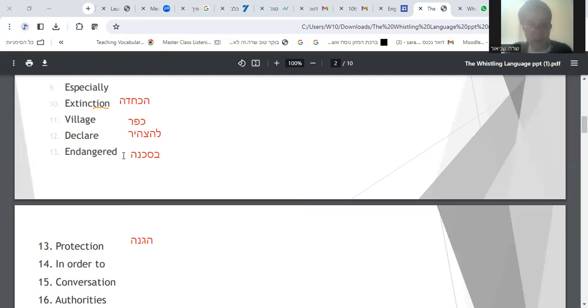Next, we have in order to. In order to is bichdei. In order to lose weight, you must do a lot of sports. בכדי לרדת במשקל, צריך לעשות ספורט, for example. Conversation, and this word does not go into Hebrew. We don't say conversatia. To converse is to talk. Conversation is diyun or siach. Diyun or siach. Next. Authorities. רשויות.